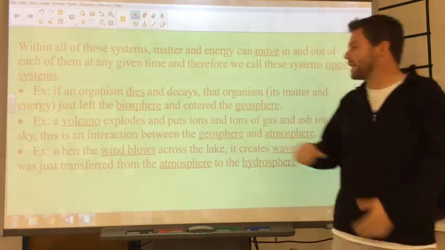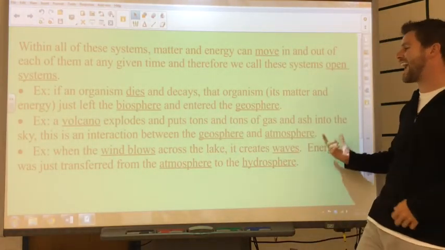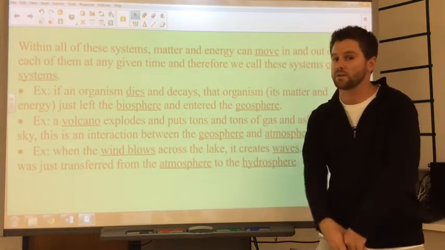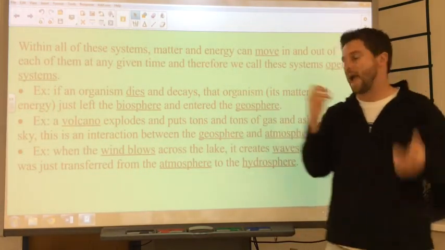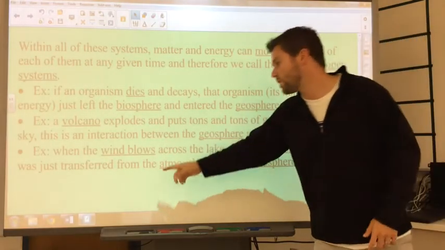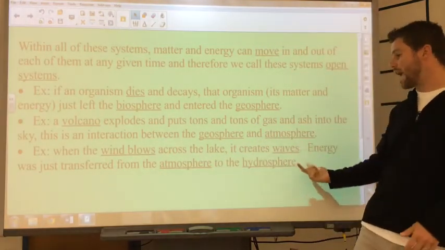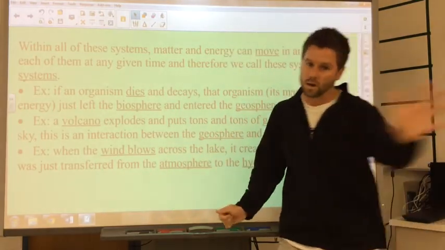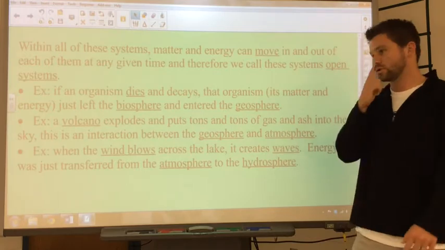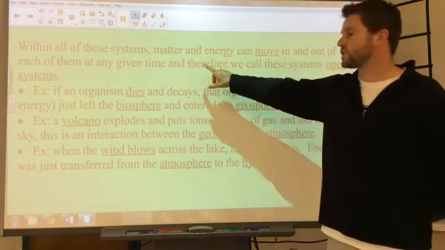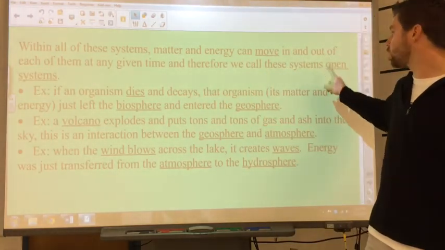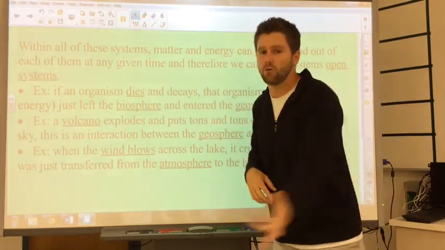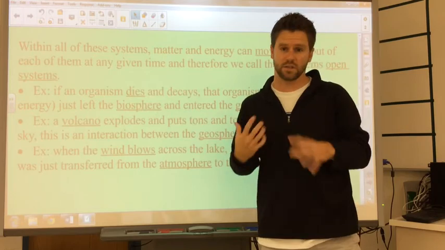Another example, right? A volcano explodes and puts tons and tons of gas and ash into the sky. This is an interaction between the geosphere, the volcanic explosion, and the atmosphere. Another example, when the wind blows across a lake, it creates waves. This is a transfer of energy from the atmosphere, wind blowing, to the hydrosphere. Okay? All of the systems that we talked about are open systems, meaning matter and energy can flow freely in and out of each of the systems.